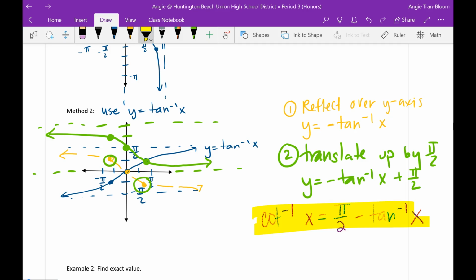Example 3, yeah, because it's just calculator. It's okay if you don't know how to get it yet. Just do what you don't know.